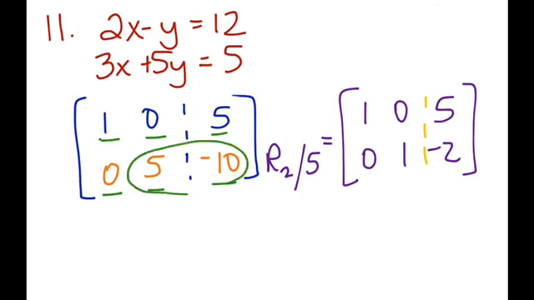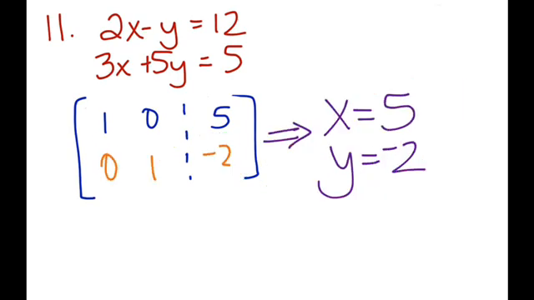Since I notice that there's a common factor, I'm going to take row 2 and divide it by 5, and I will get 0, 1, negative 2. This first row still hasn't changed from the last time. And now, if you notice, I now have my reduced row echelon form, because in this part right here I've got my 1, 0, 0, 1. That tells me that x is equal to 5 and y is equal to negative 2.